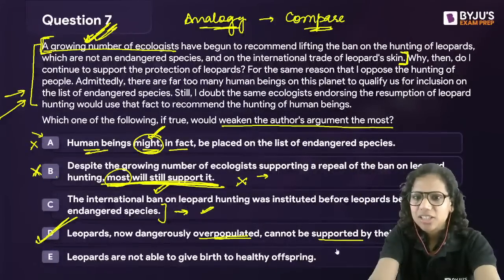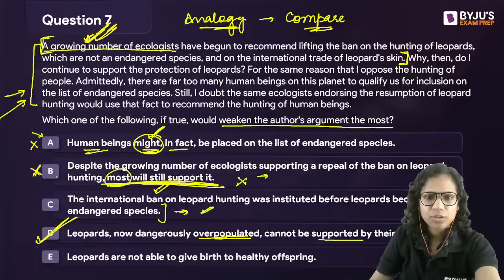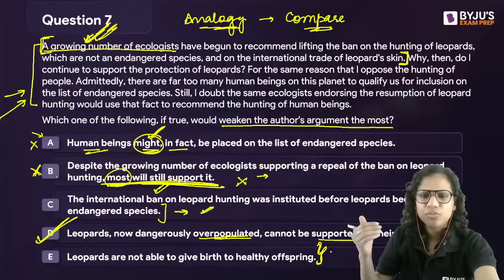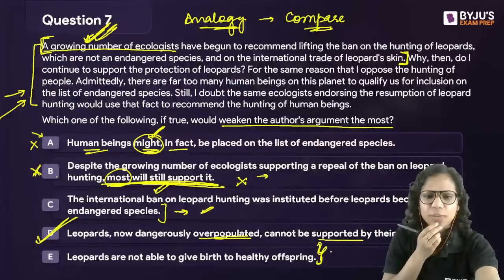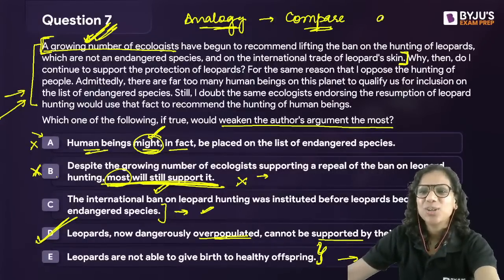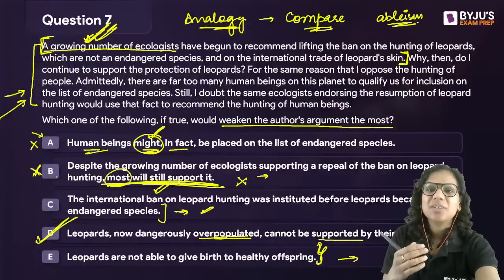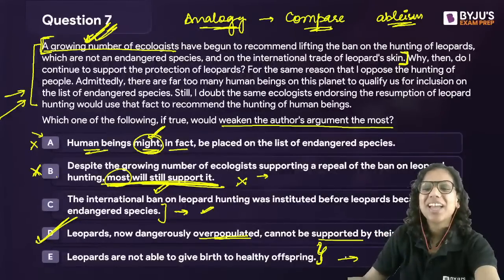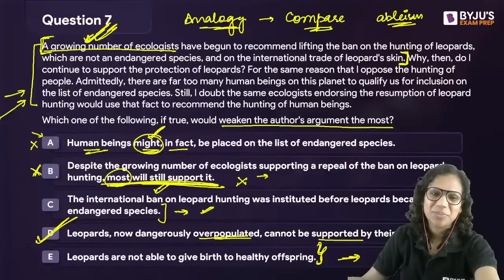Taji, Mansi, in question 7, why not E? Leopards are not able to give birth to healthy offspring. So does that mean that we should kill them? If that is the case, is it justification enough to kill leopards? That's a very ableist argument, to be honest. There's something called ableism when you want only able people and not, let's say, people with different abilities or people who are challenged in some ways to take birth. It's that kind of an argument. And moreover, it does not justify why we should kill them.